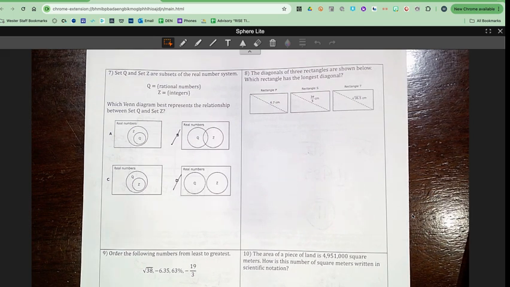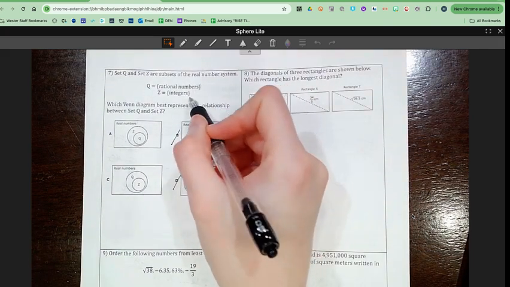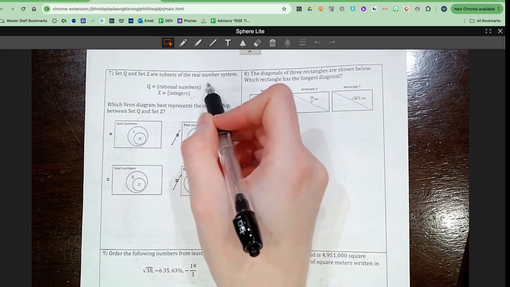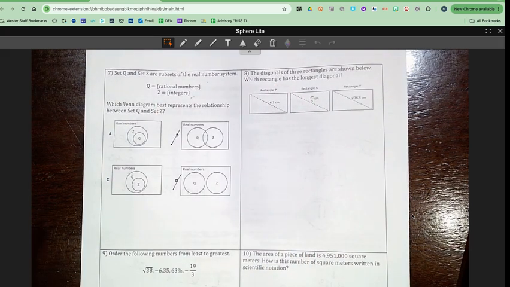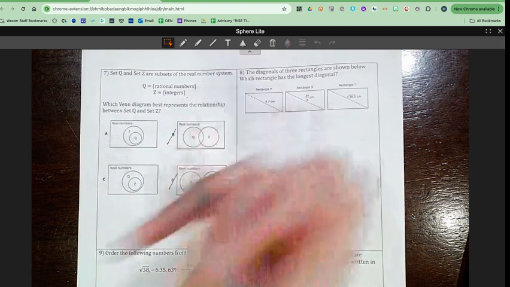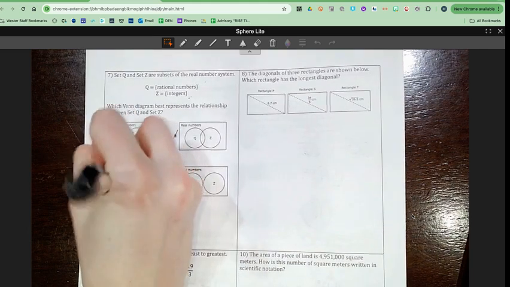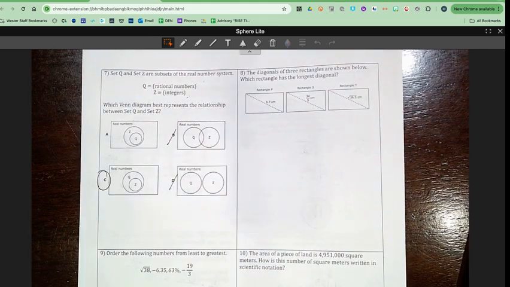We've drawn this Venn diagram several times. So now the question is, do the rational numbers go inside the integers or do the integers go inside the rational numbers? Well, the rational numbers include fractions and decimals, but the integers do not. So the integers need to go inside the rational. So I'm looking for Z inside Q, which is C.